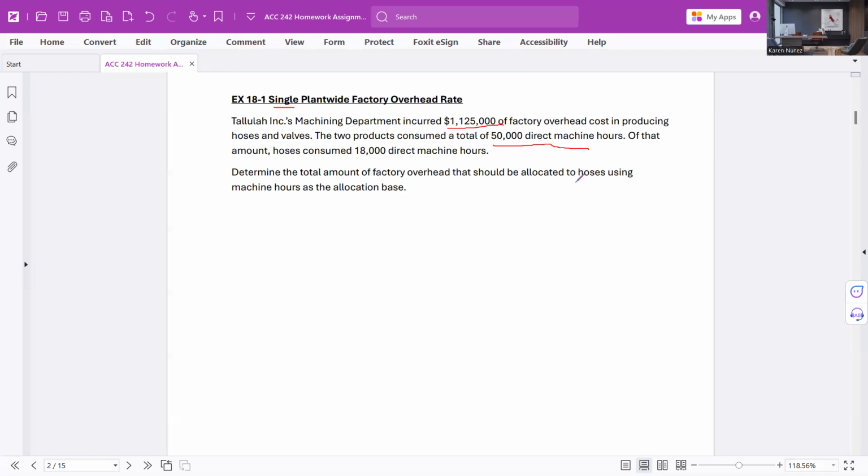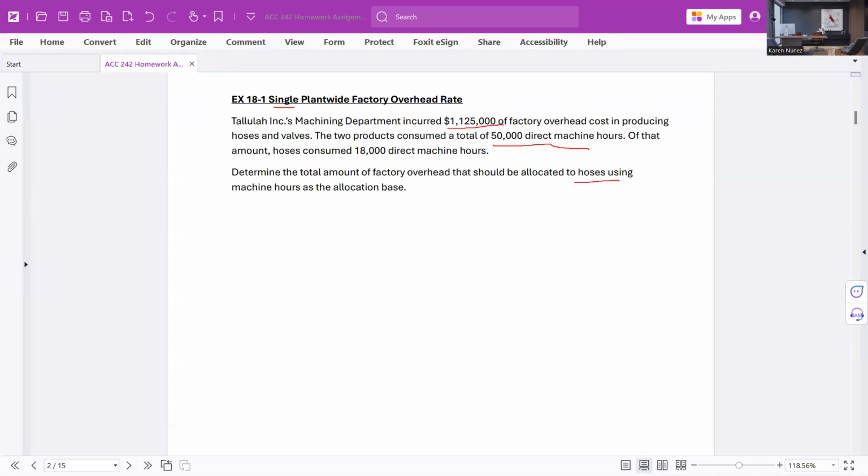And in this case, we only have one product, hoses, and we're going to assign the overhead to that hoses product. So we need to do two things. We need to find the rate, and then we need to take that rate and use it to assign the overhead. So let's see if I can paste that in here.